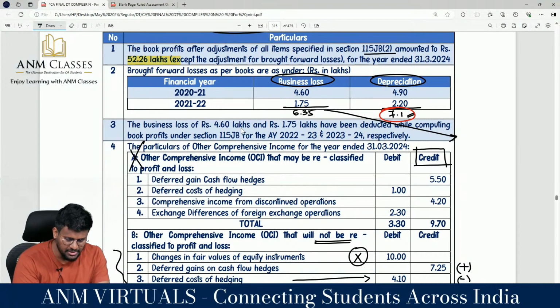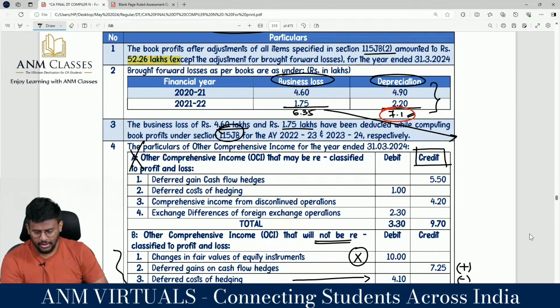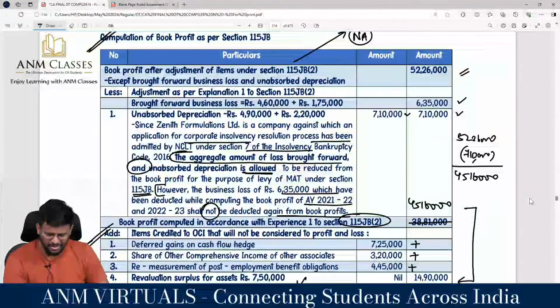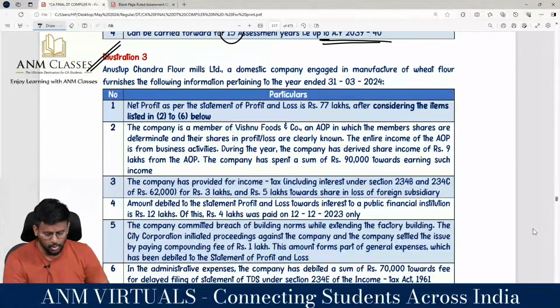In that, they said that the business loss of 4.6 lakh and 1.75 lakhs has been deducted while computing book profit under 115JB. So already it has been deducted, so in books it would have become 0. Once you deducted, set off the loss, then it will become 0. So only unabsorbed depreciation will be there. That unabsorbed depreciation can be claimed because the company has been admitted for corporate insolvency. There are a number of mistakes, but conceptually we are done. I hope that you will be able to appreciate or understand.